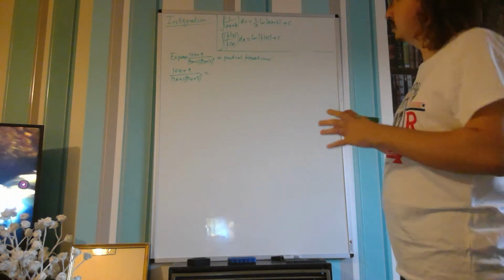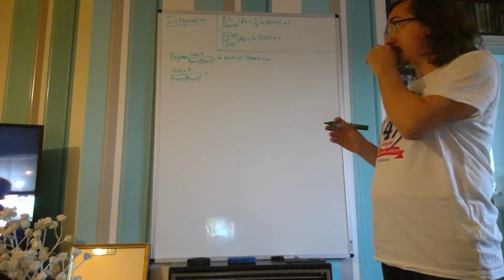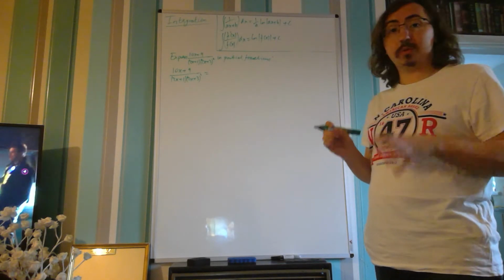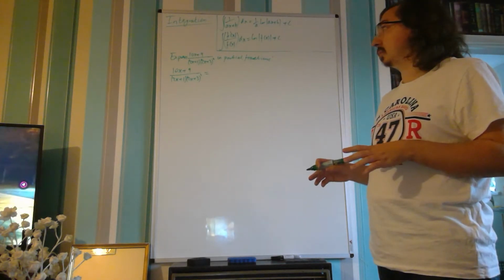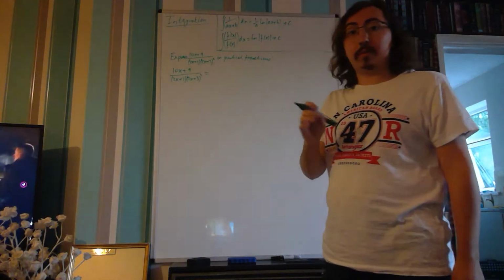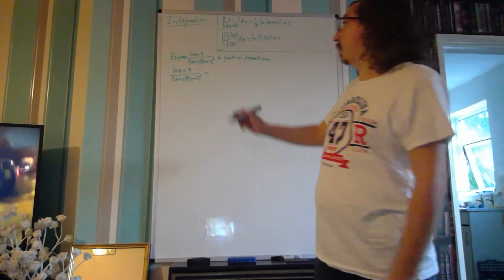Okay, so for this problem we want to express (10x + 9) over (2x + 1)(2x + 3) all squared in partial fractions. So we're going to take our expression here and we're going to split it up into its general form.